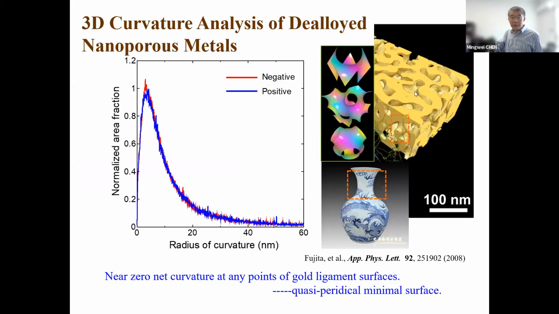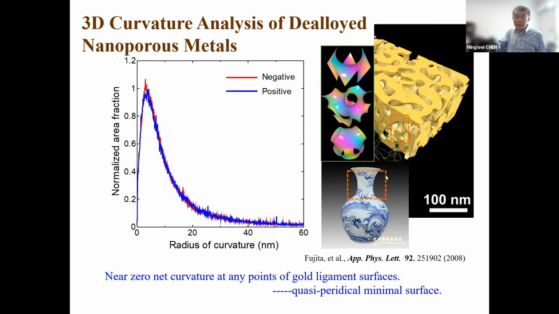If you do this kind of curvature analysis, you're going to notice the inside curvature of this metal ligament has minimal surface features. The positive curvature and negative curvature balance out, so the mean curvature is always 0. This is a key feature of the minimal surface. So this kind of minimal surface we can get by dealloying, right?